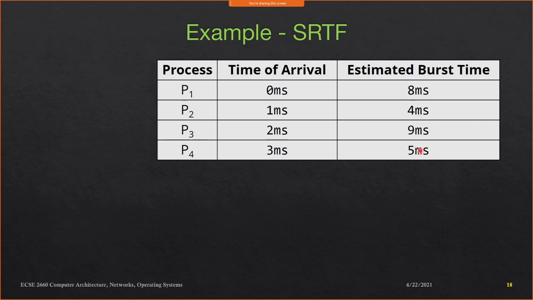So who comes first? P1 comes first, right? So who will use the processor for the first 1 millisecond? Who do you think gets to use the CPU resource for the first 1 millisecond?